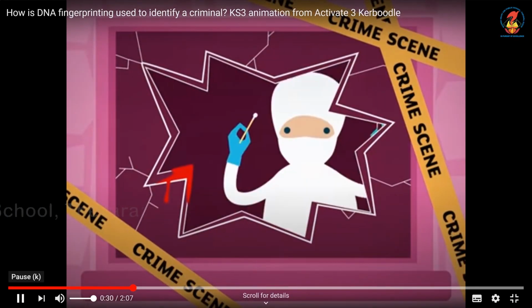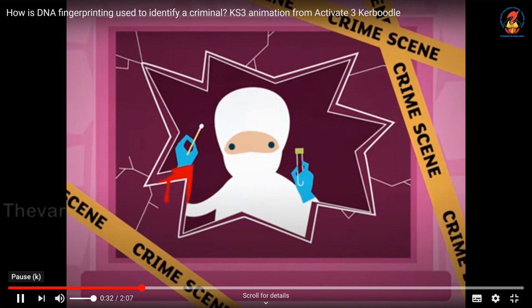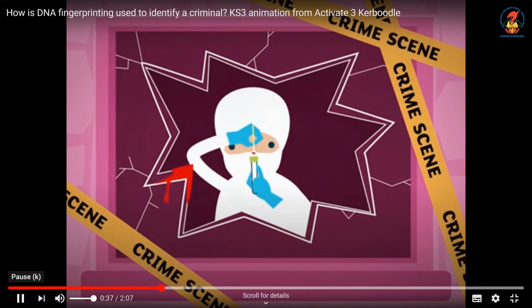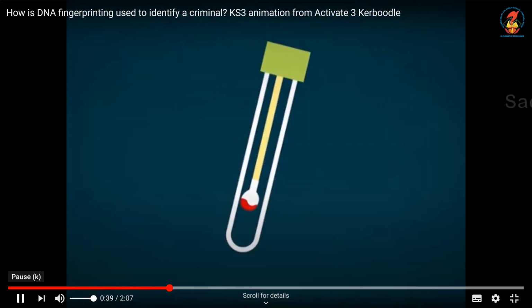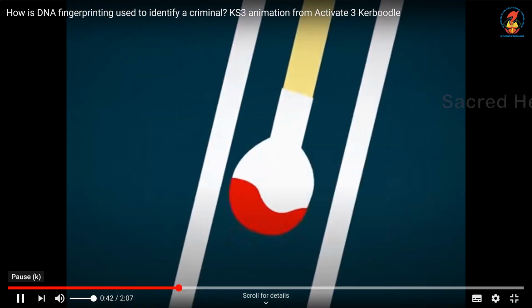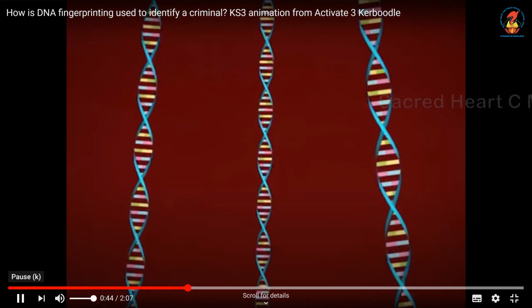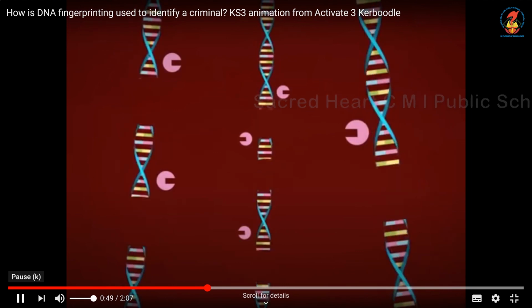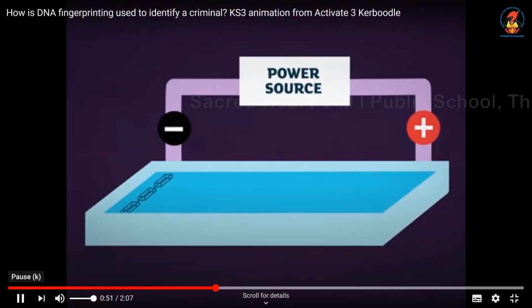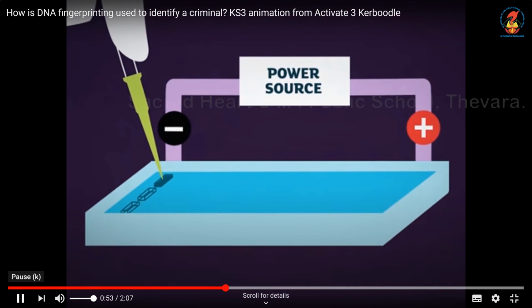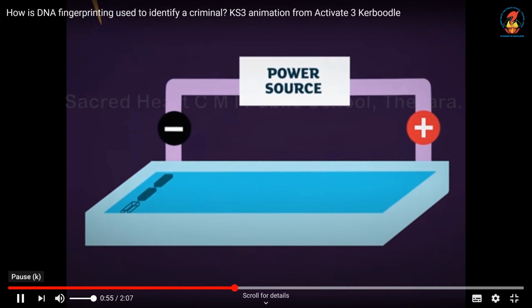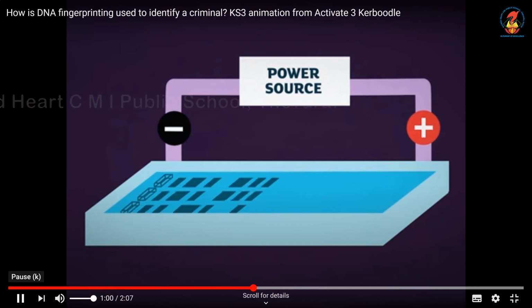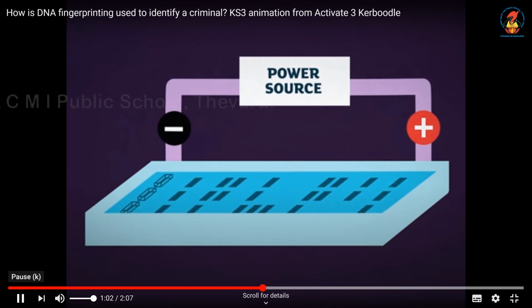The burglar smashed the window, leaving blood on the broken glass. Samples of blood, hair or skin can be collected from a crime scene. Forensic scientists investigate the samples in a lab. First, they extract DNA from the cells. They use enzymes to cut the DNA into shorter fragments. The fragments are placed into a well in a gel. They are separated using an electric current. Different sized fragments travel different distances in the gel. The smallest fragments travel the furthest.